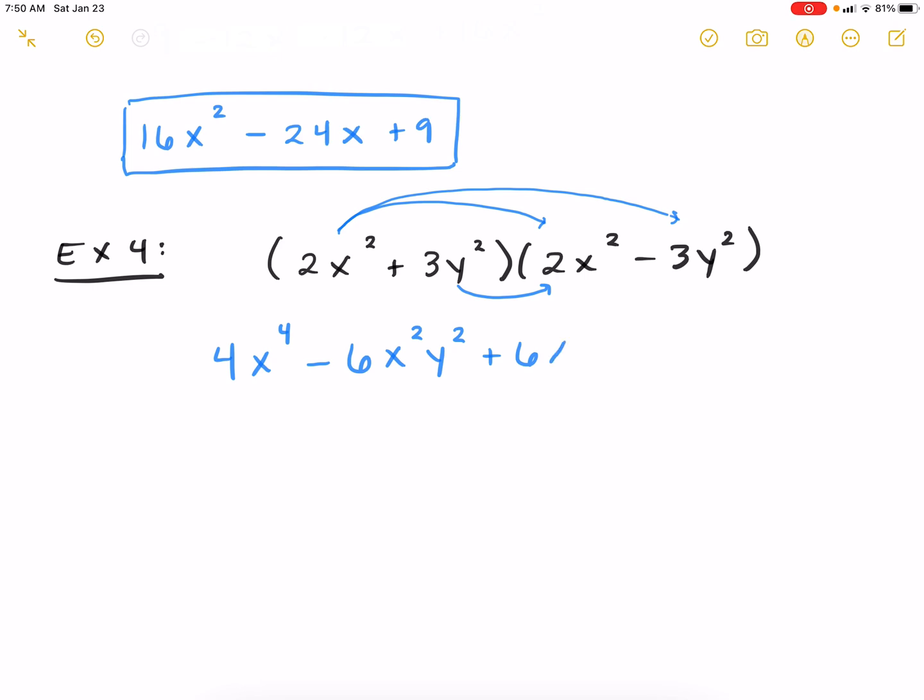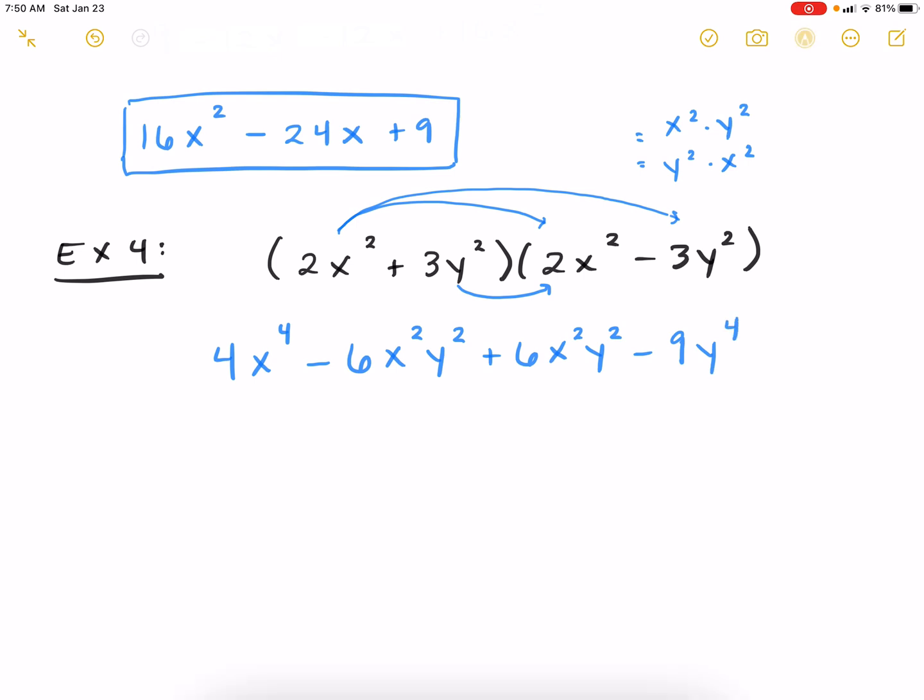x squared. Now I'm going to go ahead and understand that taking x squared times y squared is the same thing as taking y squared times x squared. So whether we put the x squared first or the y squared first, it doesn't really matter, okay? So then finally, when I take 3y squared times -3y squared, it's going to be -9y to the 4th.